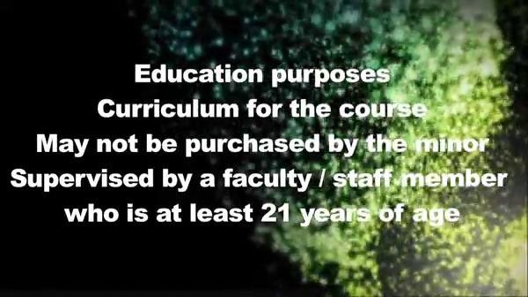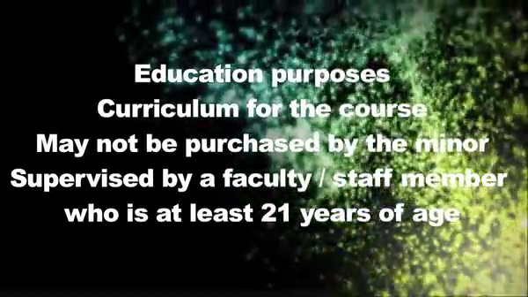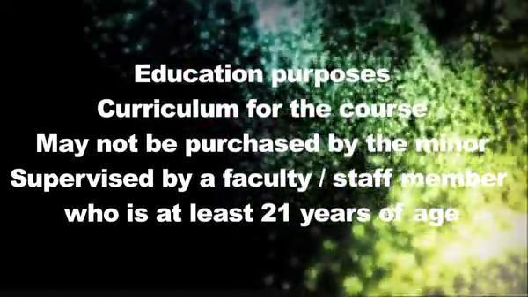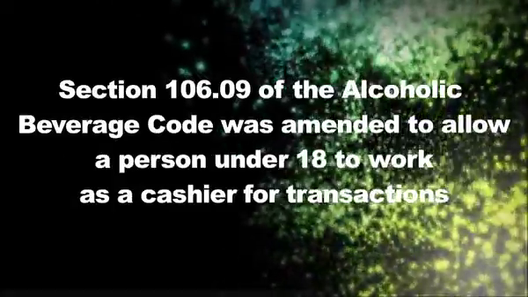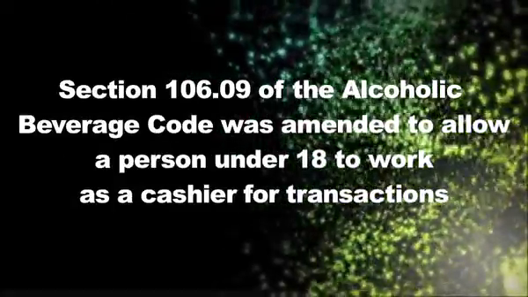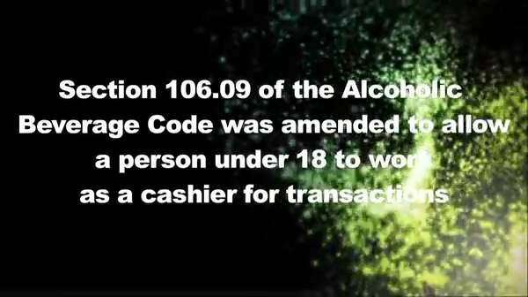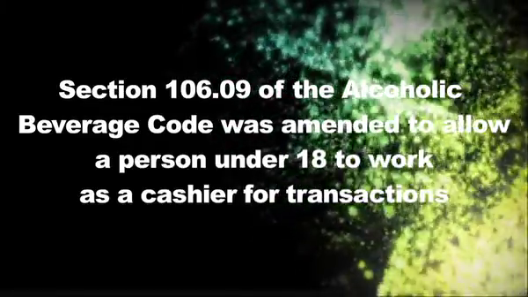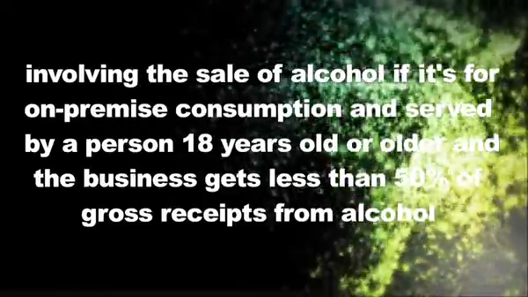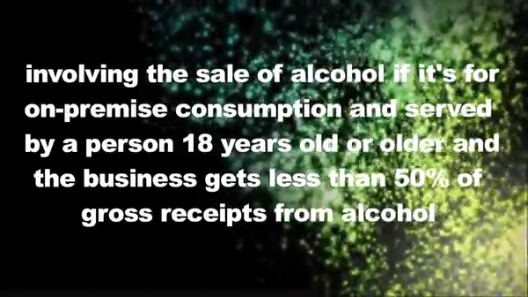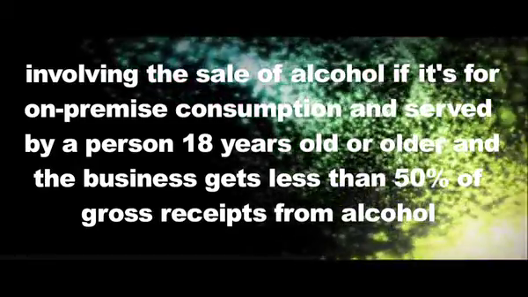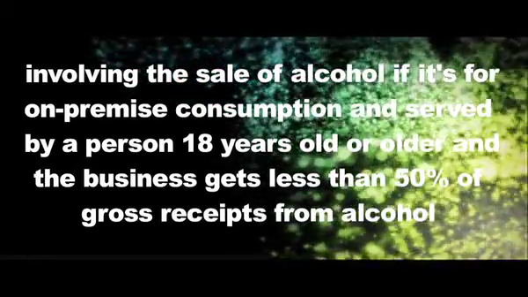The beverage may not be purchased by the minor, and the service and the tasting of the beverage is supervised by a faculty or staff member who is at least 21 years of age. Section 106.09 of the Alcoholic Beverage Code was amended to allow a person under 18 to work as a cashier for transactions involving the sale of alcohol if it's for on-premise consumption and is served by a person 18 years of age or older, and the business gets less than 50% of gross receipts from alcohol.